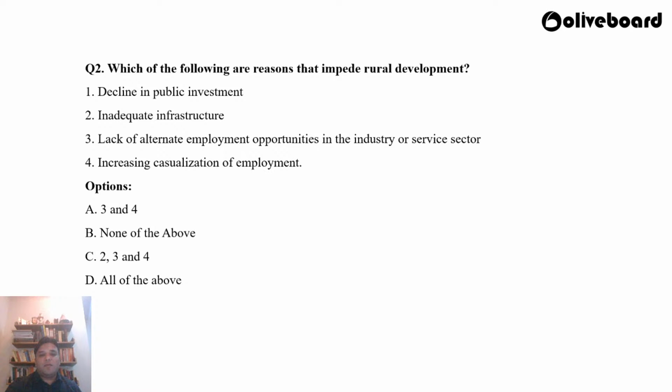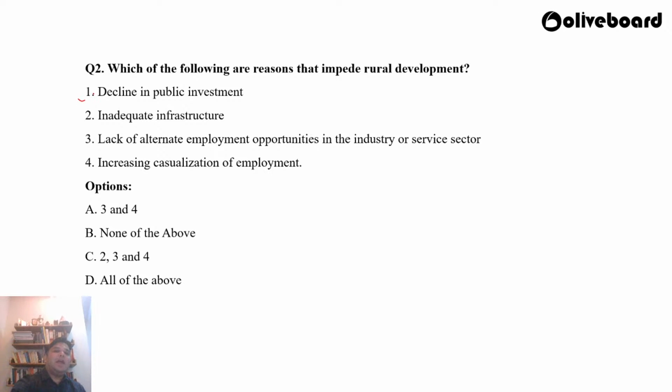Third, lack of alternate employment opportunities in the industry or service sector. Fourth, increasing casualization of employment. Again, I will repeat, which of the following are reasons that impede rural development?